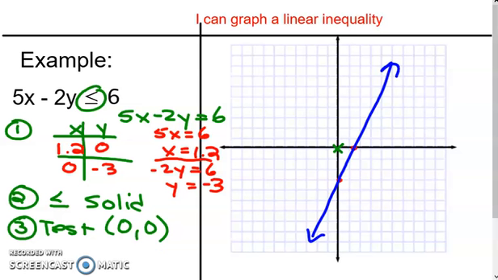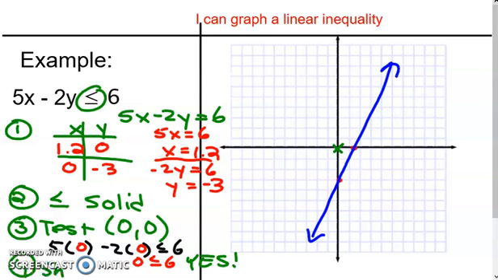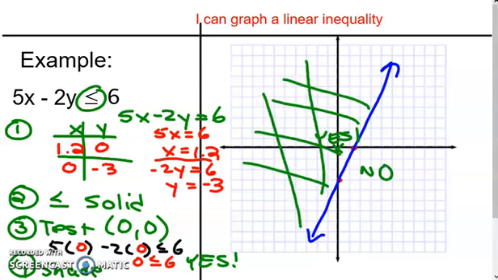I'm going to go to my original 5x minus 2y and ask myself, when I plug in zeros, is it true that 0 is less than or equal to 6? That is true. That is a yes. So because this was a yes, the other side has to be a no. I'm going to shade to the left in this case because that's where the yes was.